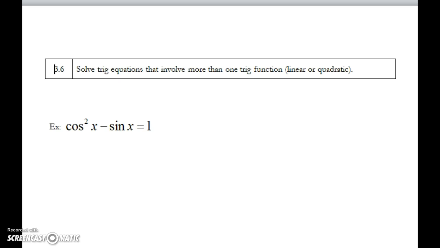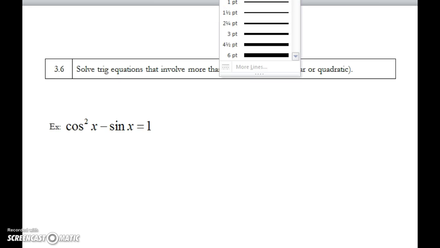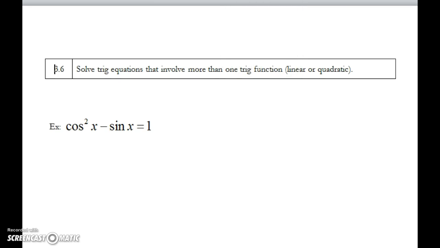Now, if you look on your identity sheet, we have an expression for cosine squared. In the Pythagorean identity box, you can see that cosine squared is equivalent to 1 minus sine squared. So let's do that substitution now. Let's replace cosine squared with 1 minus sine squared x. And let's bring on the rest of the problem.